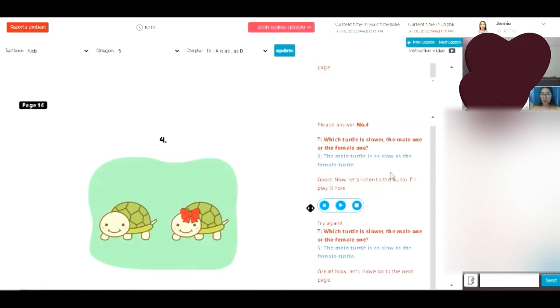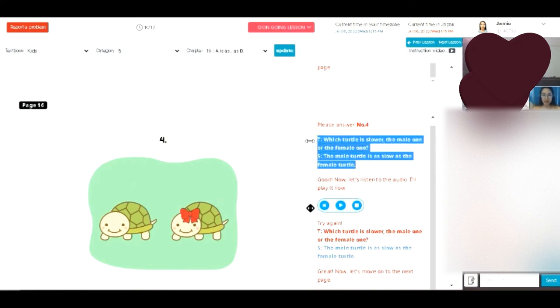Which turtle is slower, the male one or the female one? The male turtle is as fast as the male turtle. Okay, one more time. Which turtle is slower, the male one or the female one? Slower. The male one is as slower as the female one. Okay, can you please read the answer? The male turtle is as slow as the female turtle.